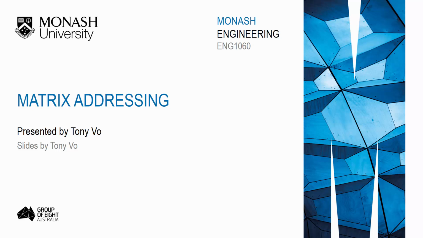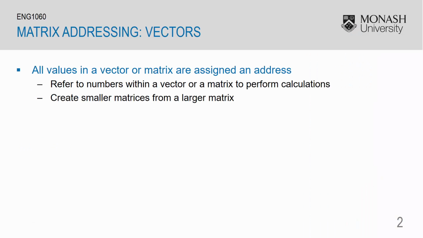Hello Eng 1060. In this video, I will cover how to address elements of a matrix. We will first look at one-dimensional matrices, also known as vectors. All values within a vector are assigned an address. This is necessary because we often want to refer to particular numbers in a matrix, such as the minimum or maximum value, or we want to extract only a part of a matrix or vector to form a smaller vector.